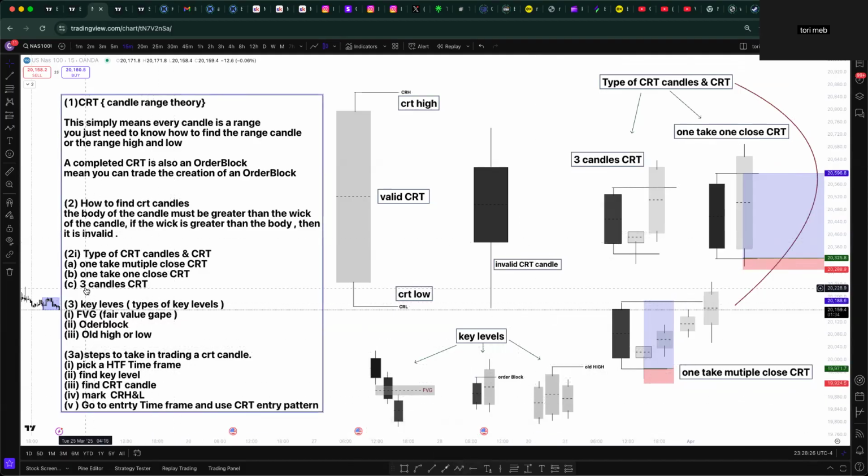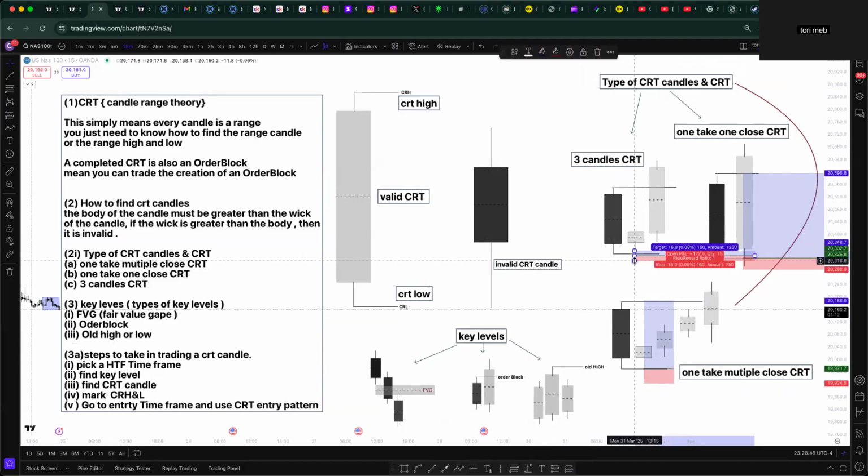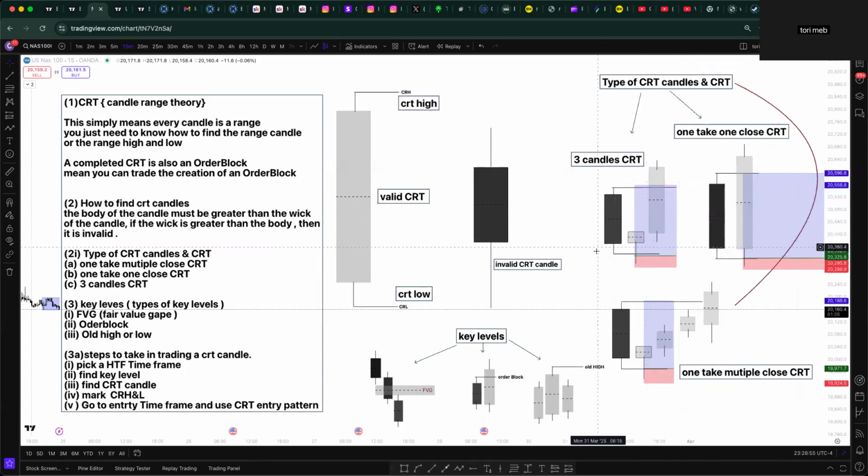Now, the next one is the three candle CRT, the classic CRT. It's very easy to spot, and sometimes this is what really happens. So you have one candle taken out as the manipulation candle, taking out the low of the CRT, and the second candle running through to the high. So this is just the basic for this one.